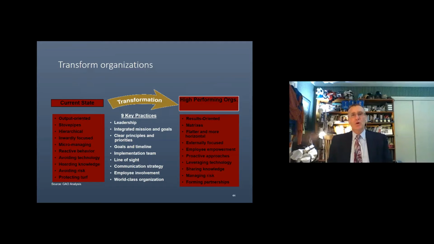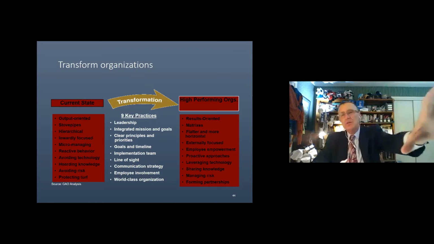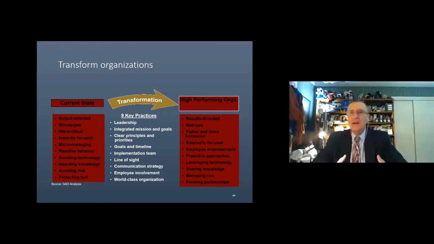What we need to do is transform government using a set of these key practices into high-performing organizations, because the types of issues that we have, COVID-19, climate, transportation, urban economic development, housing, they all demand different results-oriented organizations and high-performing ones that are focusing on results, that understand matrix and networks, that are flatter and more horizontal rather than hierarchical, that are externally focused, thinking about what we can achieve and how, that empower their employees, and they use proactive rather than reactive approaches. They're about leveraging technology, as I showed you in that chart of the 7 attributes, and they're about sharing knowledge and managing risk rather than minimizing it. And they look to form partnerships with others that are involved.